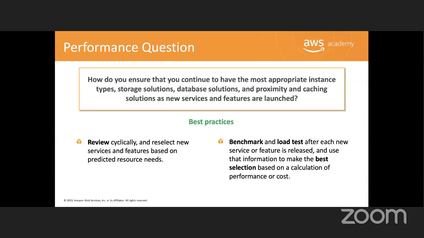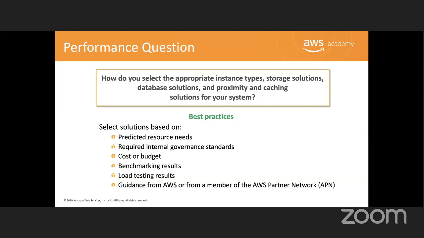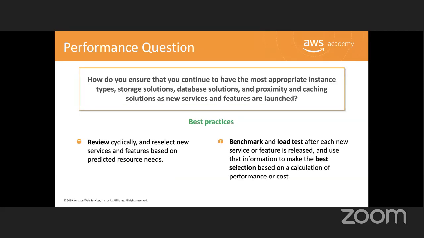You have to review cyclically, in cycles, and reselect new services and features based on predicted resource needs. For example, people were using EC2 all the time when Lambda came on. Then people started to move to serverless and no longer used EC2 instances. There are many services launched every year. You can attend an event. It's super good because you learn a lot, and they always launch new services at events.